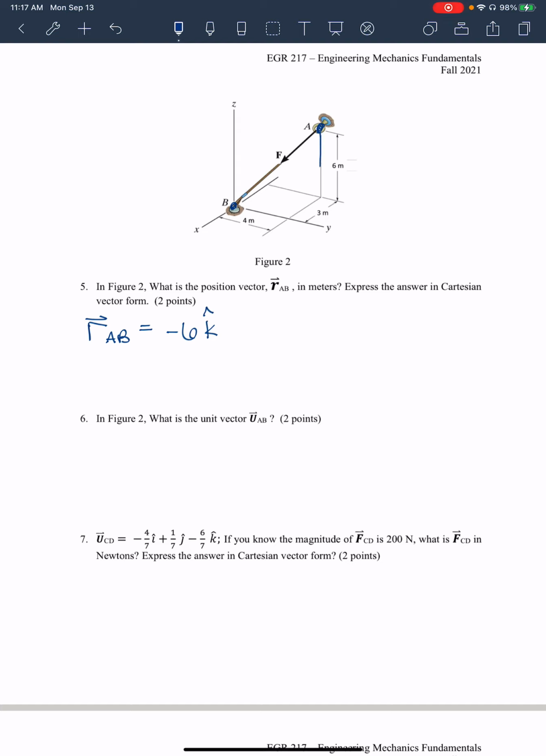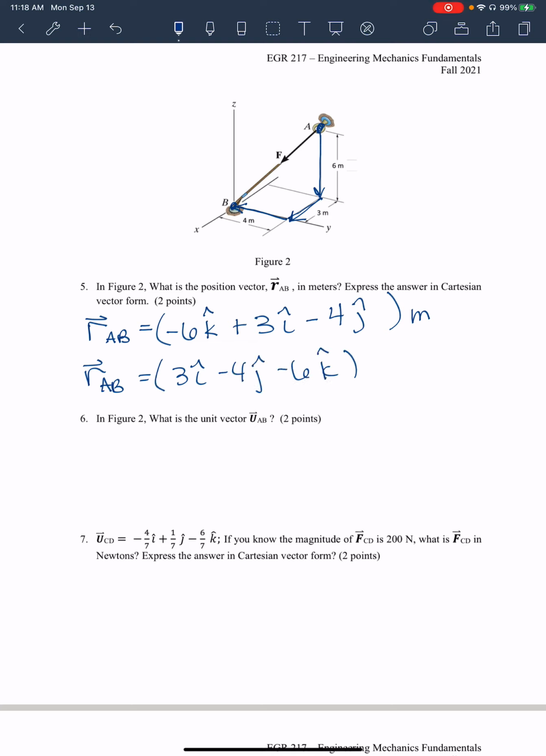So I go down to there, and then I need to go, let's see, 3 meters in the x direction, right? So plus 3i, this positive direction, and then we need to go in this direction to get to B, that would be in the negative j direction, minus 4j, and that's meters. Typically with Cartesian vectors, we'll put it in the order of i, j, k, so I'm going to do 3i minus 4j minus 6k, although that above one would be correct also.